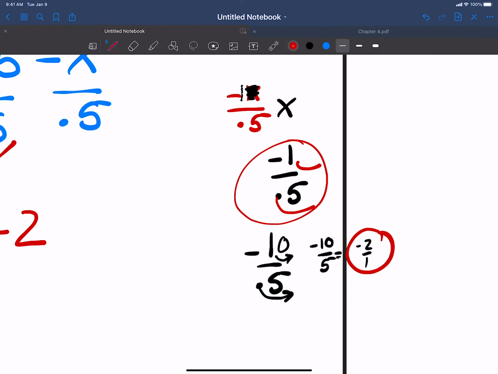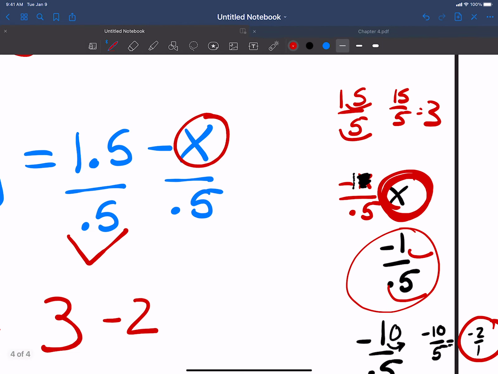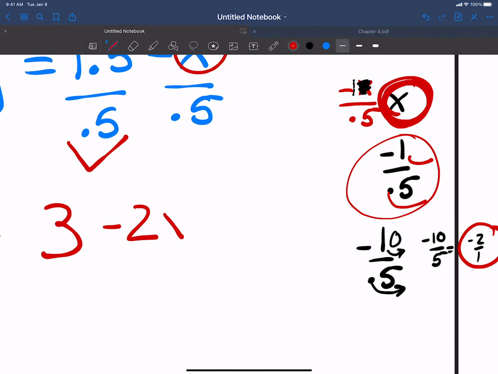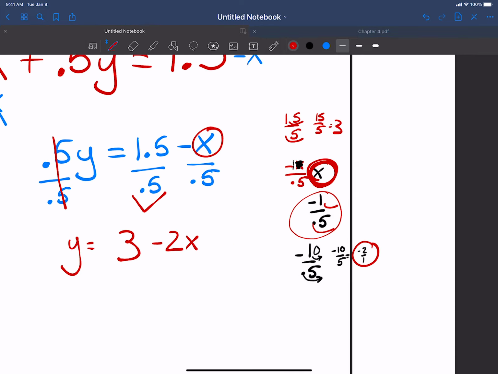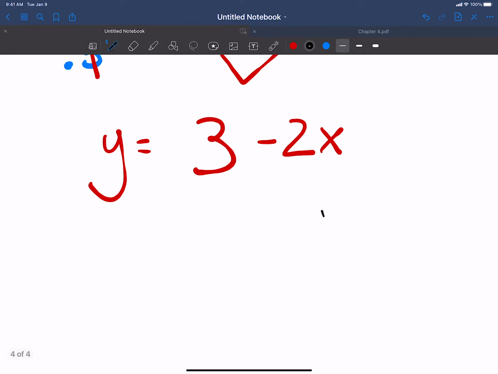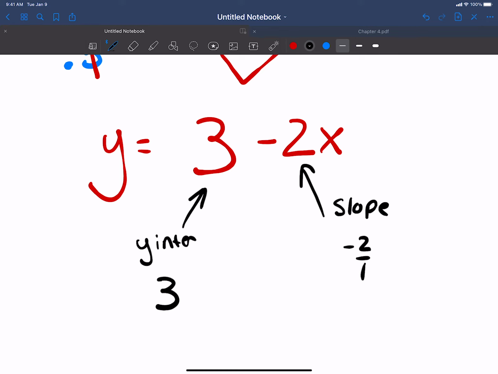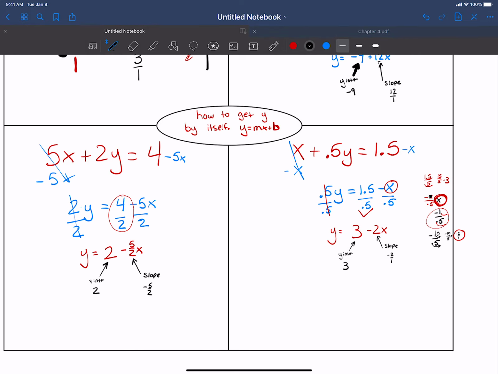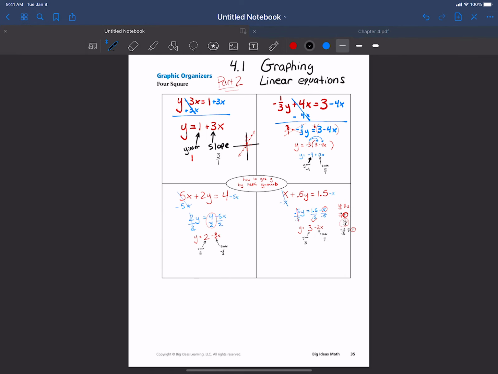Now, who did I forget this whole time? Remember, there was an x there. He's still up here. Just bring your x back close to the slope, okay? I know that one was a little confusing, but there we have it. Y is by itself. That's my slope, negative 2 over 1. That's my y-intercept, 3. Okay, those are your notes for today.